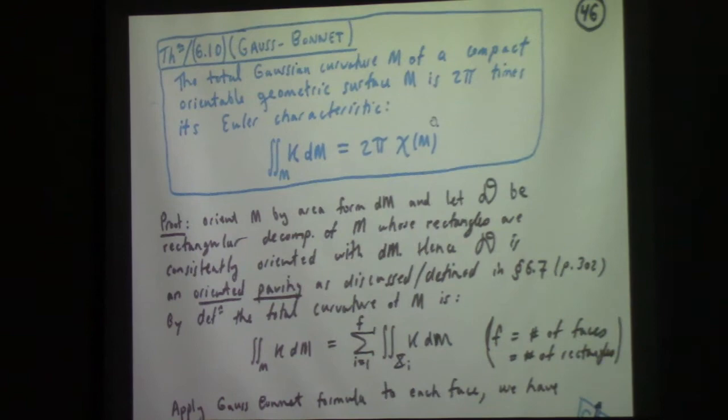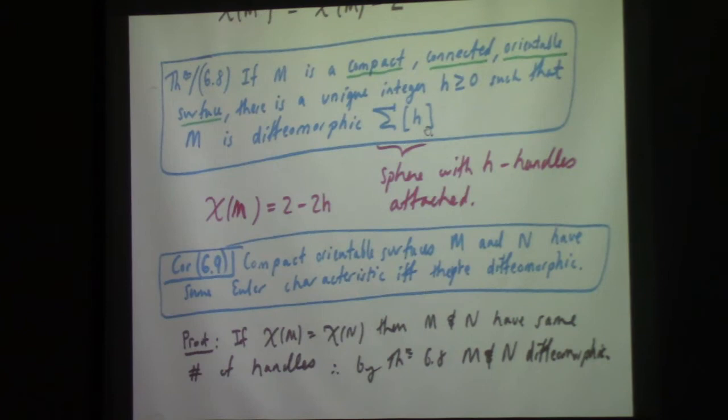So I basically just read theorem 6.8 and corollary 6.9. They say that, in short, if M is a compact connected orientable surface, there's a unique integer H such that M is diffeomorphic to a sphere with H handles attached. So that's kind of an interesting result. And the corollary 6.9, if you have two compact orientable surfaces, M and N, they have the same Euler characteristic if and only if they're diffeomorphic, which is, again, a straightforward consequence of theorem 6.8. Because if the Euler characteristics are equal, then you can think of M and N as being, up to diffeomorphism, a sphere with H handles attached.